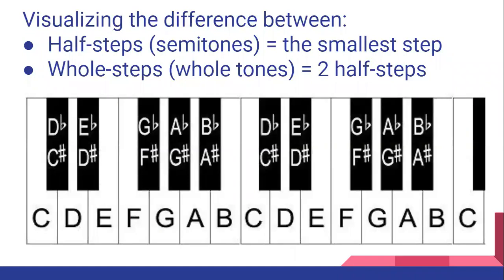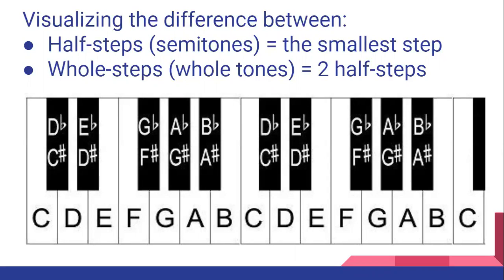First, we need to visualize the difference between a half step, also known as a semitone, and a whole step, also known as a whole tone. Looking at this diagram of this piano keyboard, you can see that the smallest possible step would be from something like a C to a C sharp, because C is even closer to C sharp than C is to D.